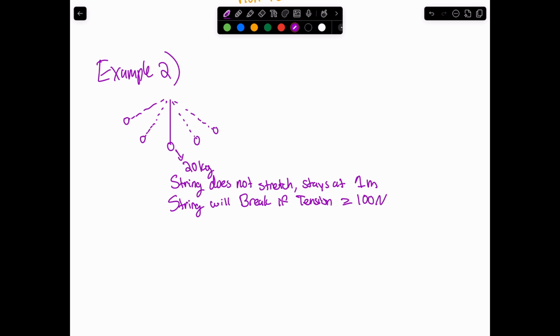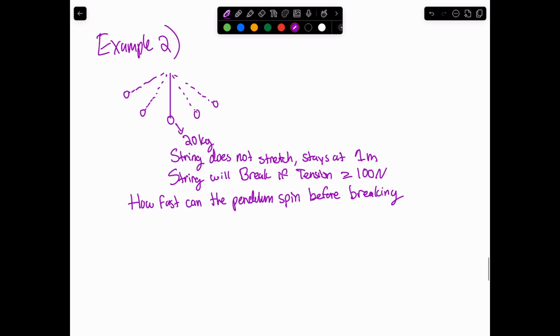And the question I'm asking is, how fast can the pendulum spin before breaking? Now, this looks a little confusing, and rightly so. It's kind of an odd question. So let's work with what we have and try and figure out what we're looking for from there.